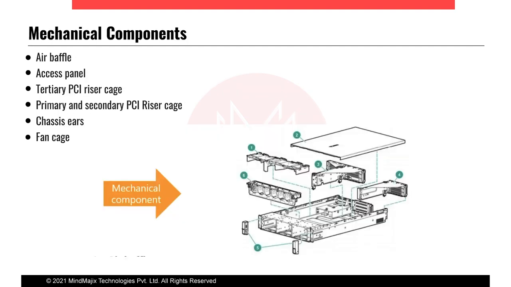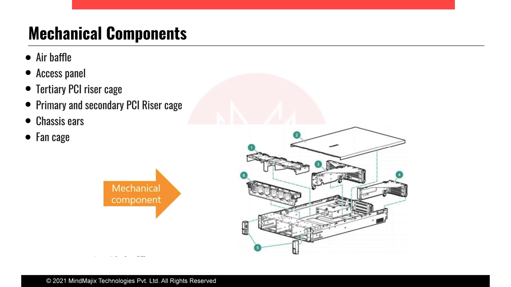So we'll talk about Simplivity, what hardware is designed and how it looks, and how we can rectify issues. So: edge buffer, access panel, direct PCI riser cages, primary and secondary PCI riser cages, chassis ears, and fan guide. Those are the basic external components of the DL380. Whatever mechanical problems come up, when you set up Simplivity, we have to be completely aware of how components can be removed, how they can be plugged in, and what the safe instructions are. We will teach you that step by step.